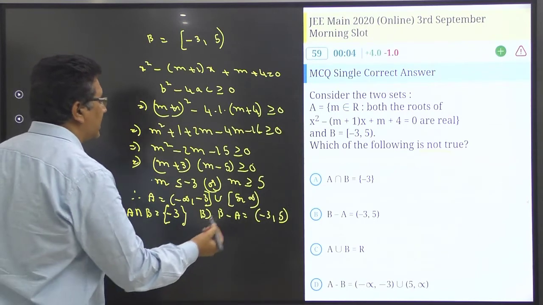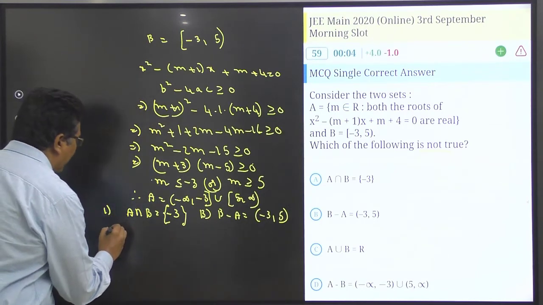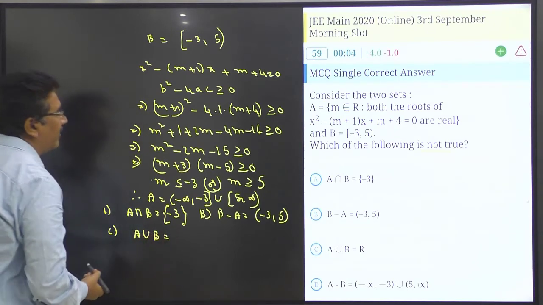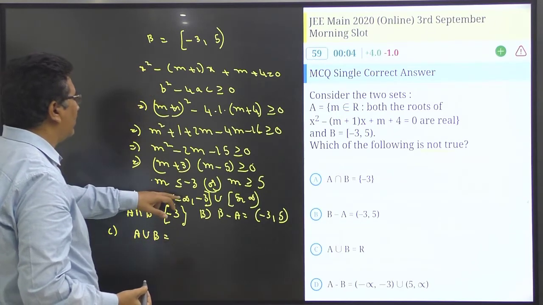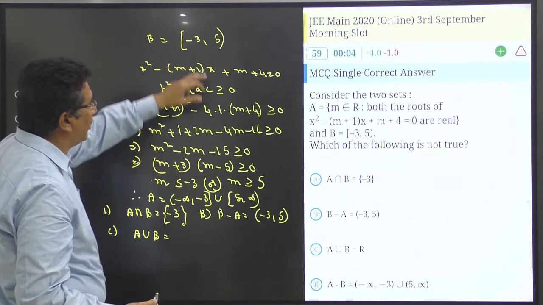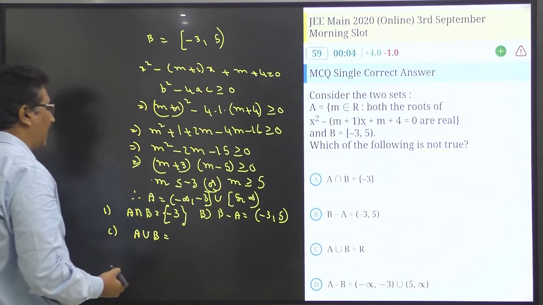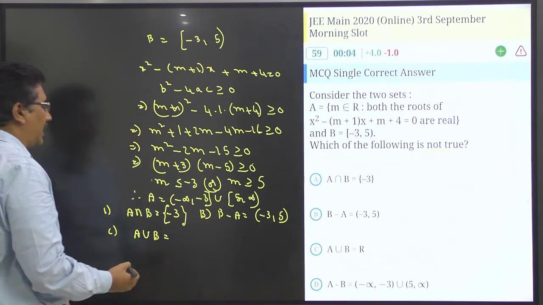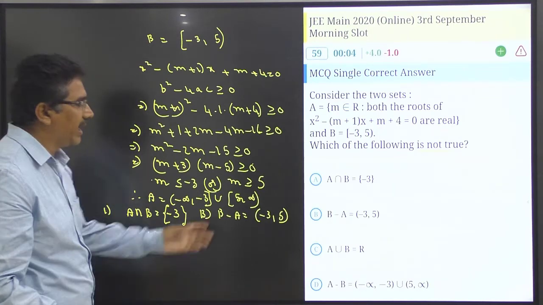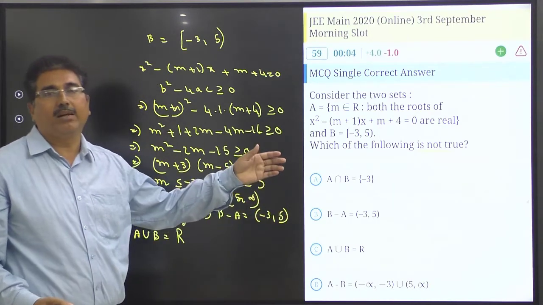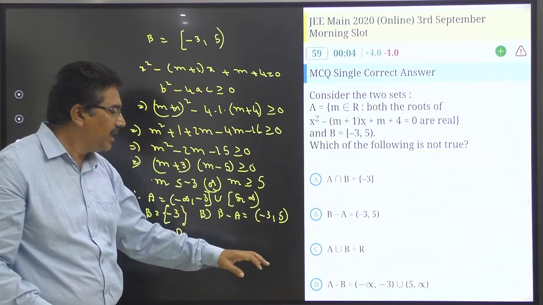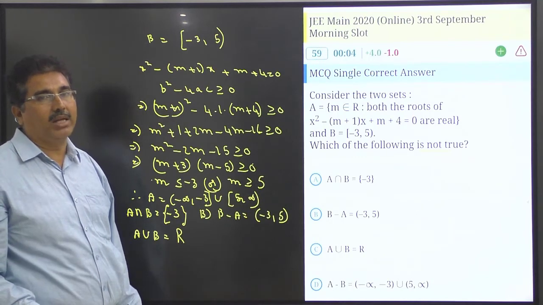Now, what is statement C, A union B? A is minus infinity to minus 3, B is minus 3 to 5, and the rest of A is 5 to infinity. By observing those two sets, A union B is equal to capital R. Statement A is true, statement B is true, statement C is true. Then the answer is the fourth one.